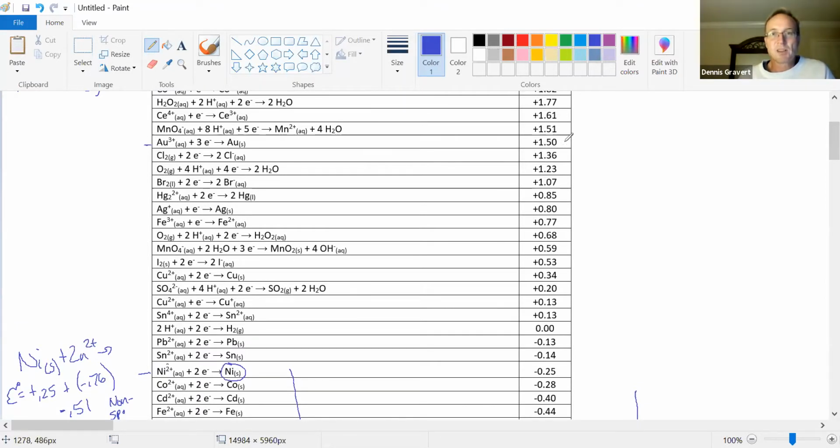So gold is a +1.5. Oh, and that's written the right order, right? The gold was being reduced. The nickel, however, oh, it's down here. The nickel was being oxidized, so we need to reverse this. Instead of a negative 0.25, it's a positive 0.25.